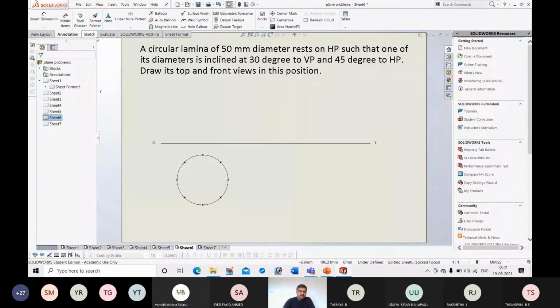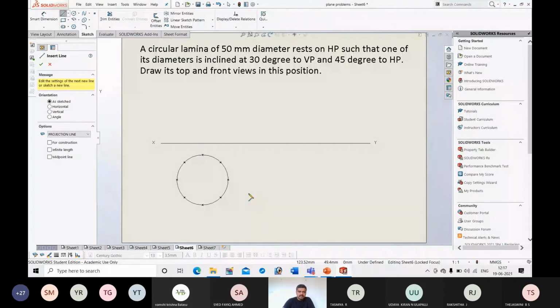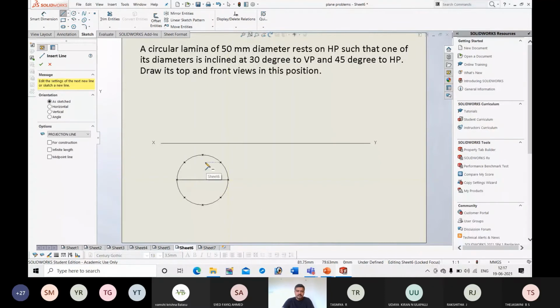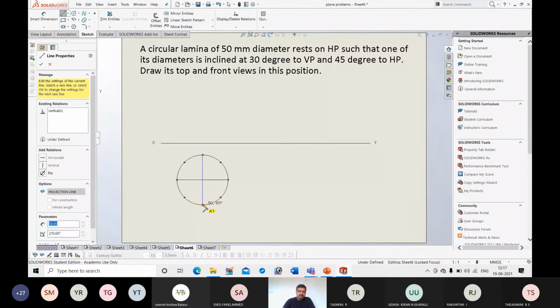Okay, first draw a horizontal line and a vertical line passing through the center. So first I will draw the horizontal line. Next I will draw the vertical line.